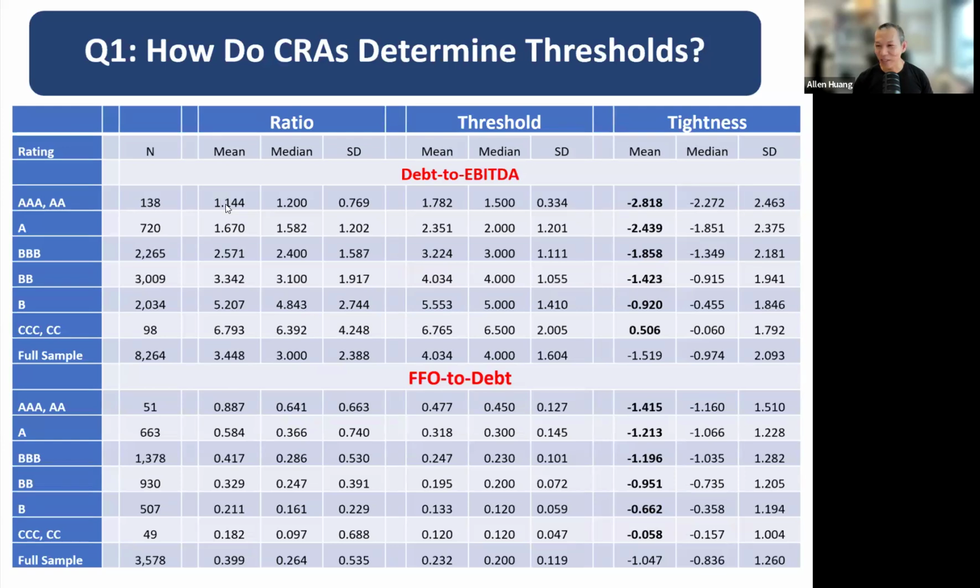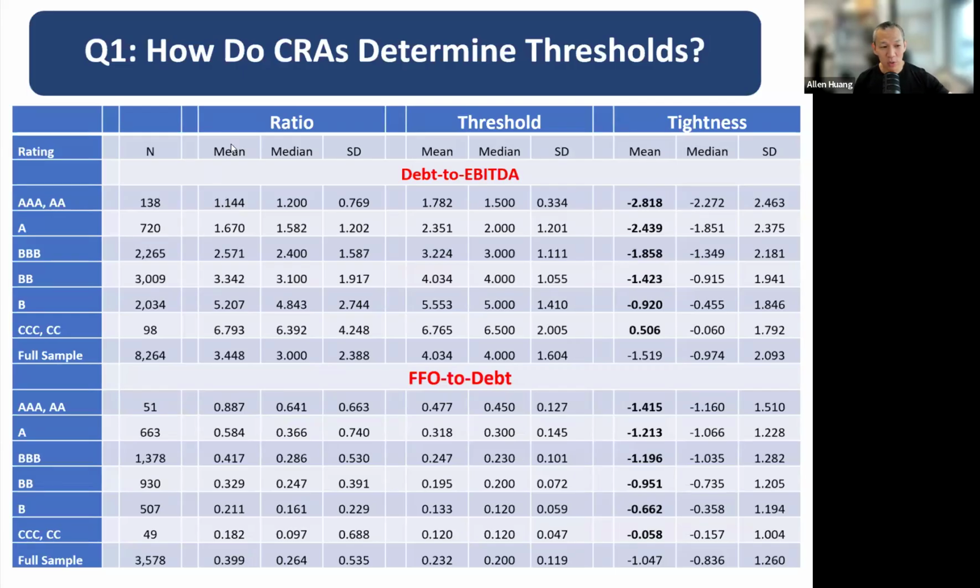How do credit rating agencies determine the ratio? That's our first research question here. So it's a rather descriptive paper. We're trying to understand. We found that we are the first one to identify these ratios. So we start with a descriptive question of how actually credit rating agencies set these ratio thresholds.